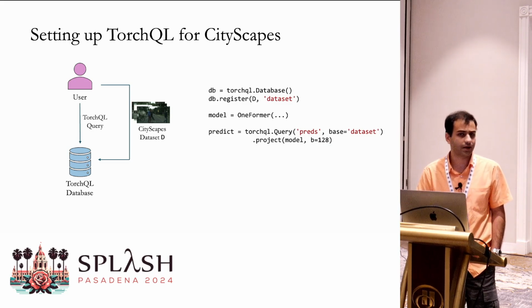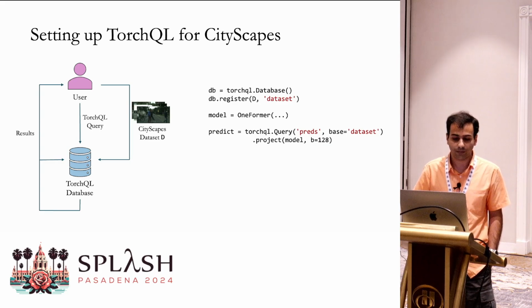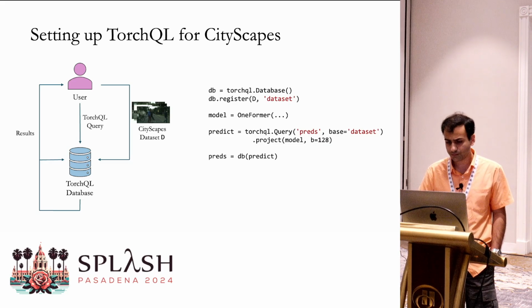We supply b equals 128 as a way of saying that we want a batch size of 128, so we have batched evaluations. It helps with scalability. And then once we have this query, we can run the query and give the results back to the user and also store them back in the TorchQL database for the user to write more queries on. And that looks something like this.